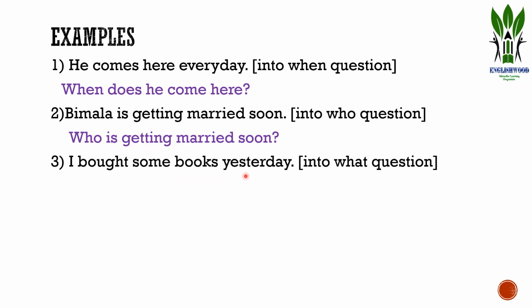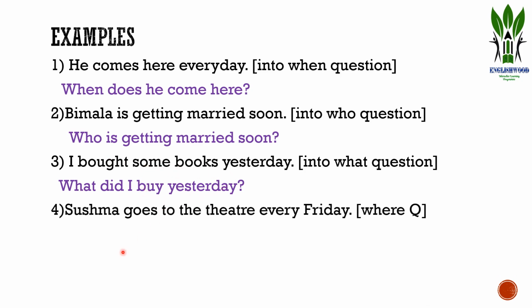I bought some books yesterday. What question? Okay. What? Some books. Some books is the what question. Now, what question means what, then bought is did verb. What did I, so bought changes into buy. What did I buy yesterday? Some books. Sushma goes to the theater every Friday. Where question? Where question means theater. Okay. Where, then goes means does. Where does Sushma go every day?